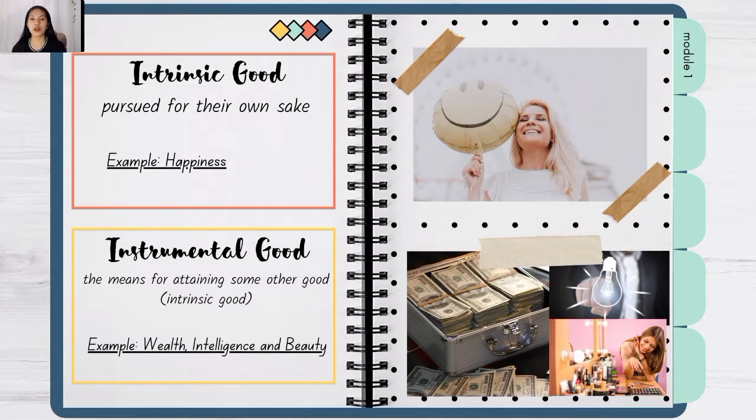While instrumental good is the means for attaining some other good, the intrinsic good. Examples are wealth, intelligence, and beauty. And they are all used as means to attain happiness, which is the intrinsic good.